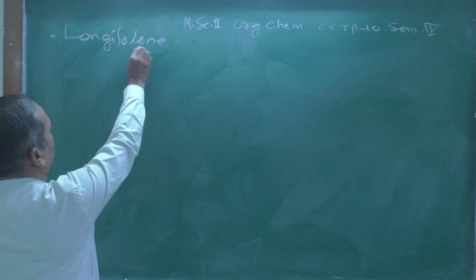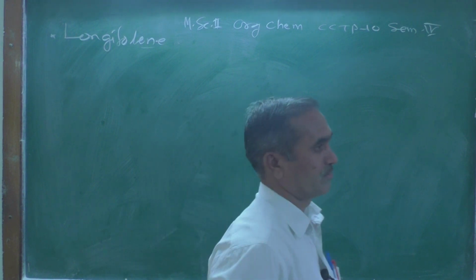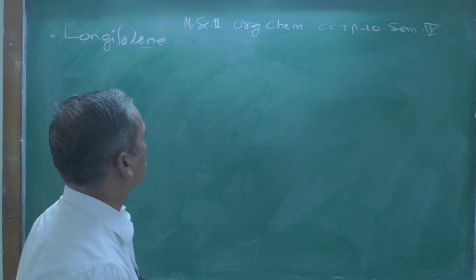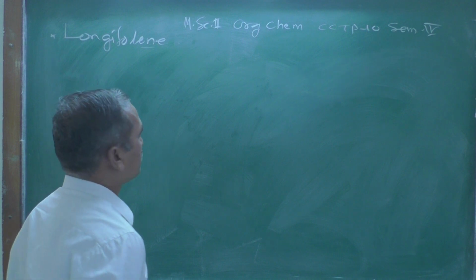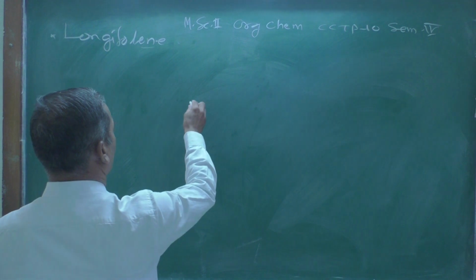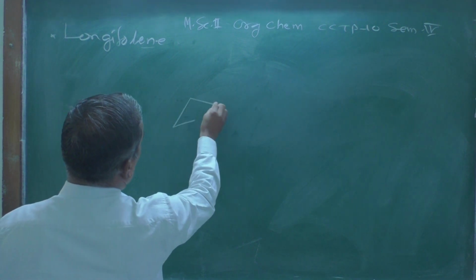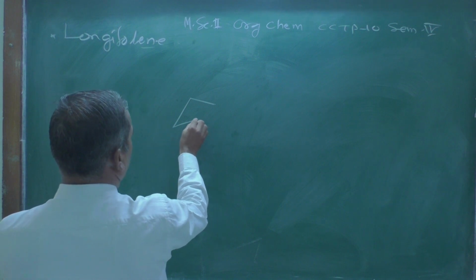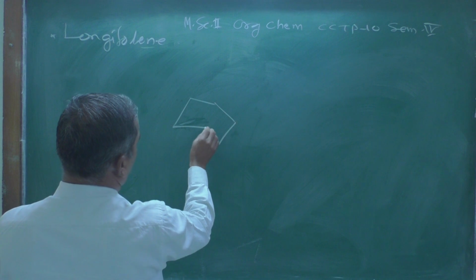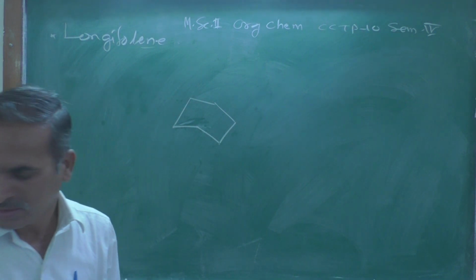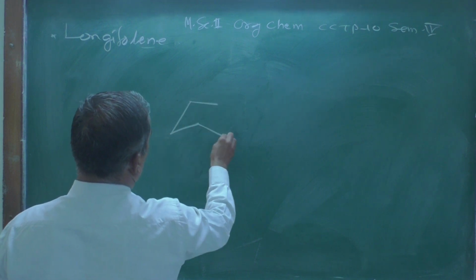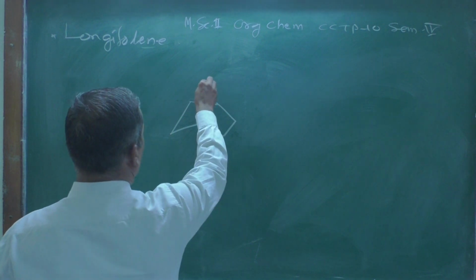The suffix ene indicates that there is a possibility of the presence of an olefin. Let me draw the structure of longifolene properly over here. The longifolene structure will be this one. Here is a 6-membered ring.